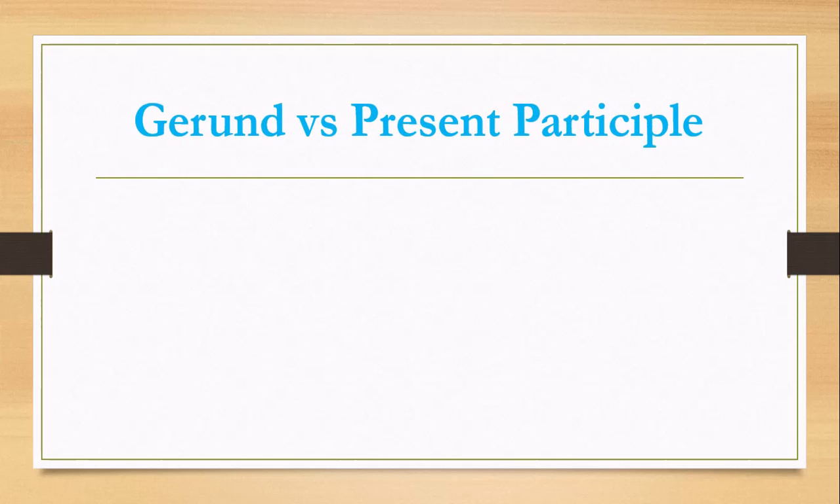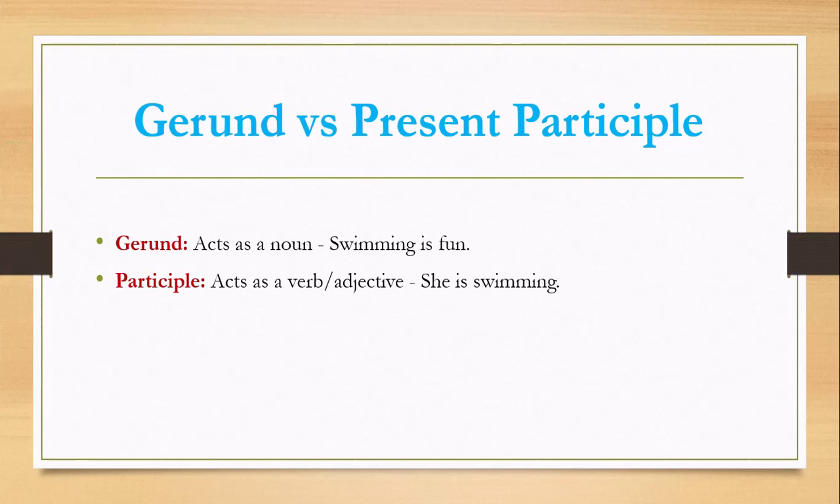See, gerund versus present participle. What is the difference between gerund and present participle? So gerund acts as a noun. For example, see, swimming is fun. In this sentence, swimming is a gerund form. And how can we use swimming as a present participle? See, she is swimming. So here swimming is a verb, so it is a present participle. Swimming is not a gerund in the second sentence.